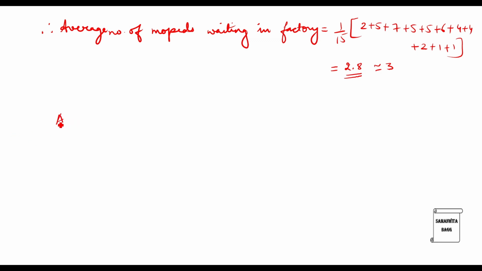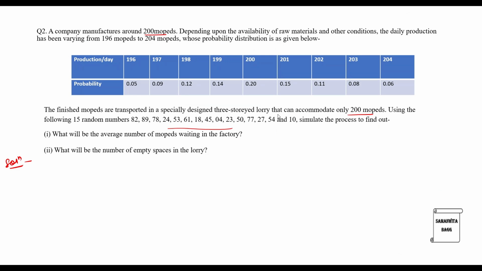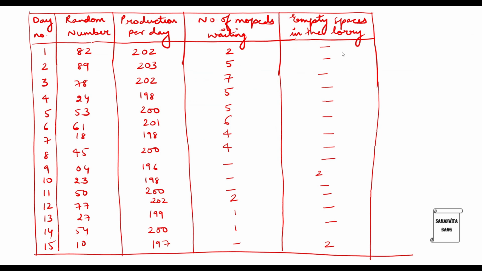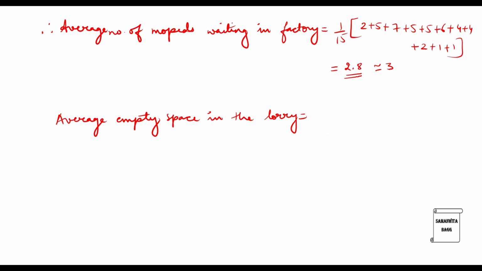Then it is asked to calculate the average empty space in the lorry. That is the second question. What is the number of empty spaces in the lorry? That also has to be an average value because we are calculating for 15 days. So these are the two values that we know. So this will be 1 by 15 into 2 plus 2. So this turns out to be 0.27. So that is how you calculate the values of this numerical.